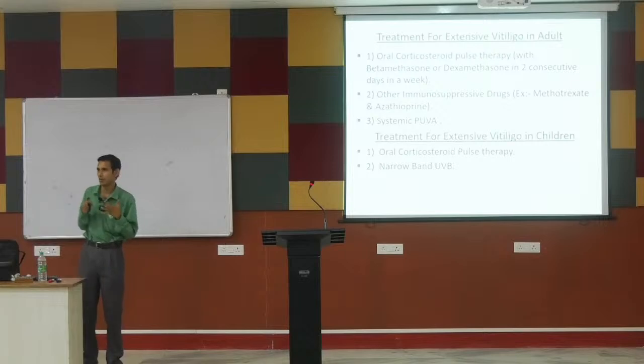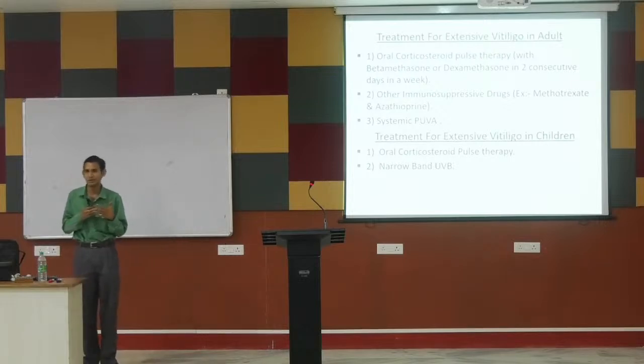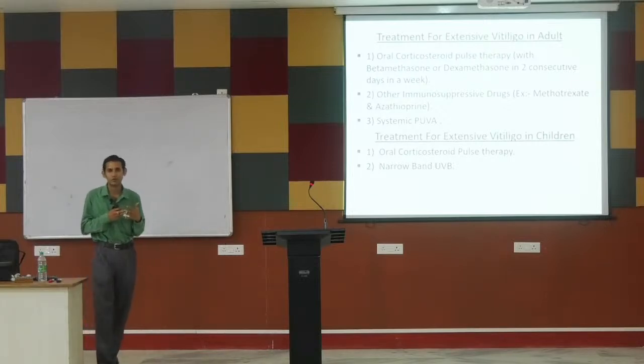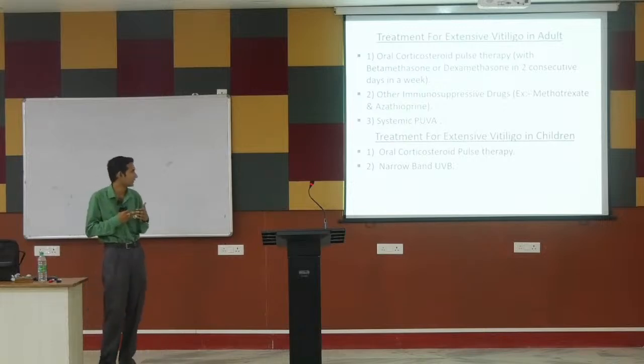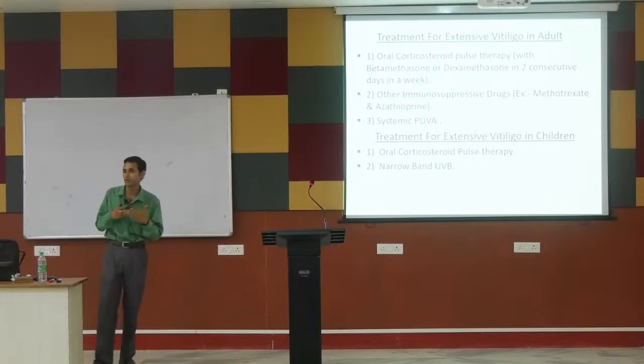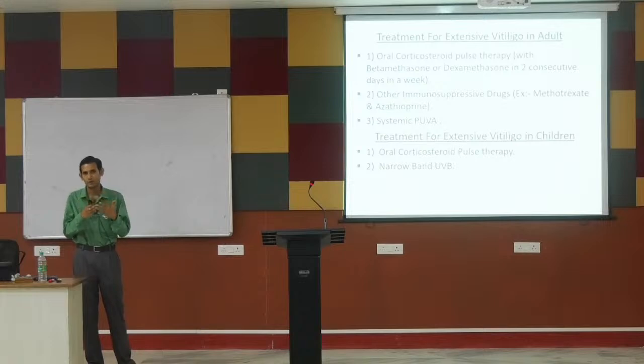So the most important is the oral corticosteroid pulse therapy, which can be given for 2 consecutive days in a week, 0.1 milligram per kg body weight, for Saturday and Sunday, say for example. But to arrest the disease process, it has to be given for several months. The most important thing is that you have to counsel the patient not to discontinue the treatment, at least for 3 to 4 months or 4 to 5 months, depending upon the response.